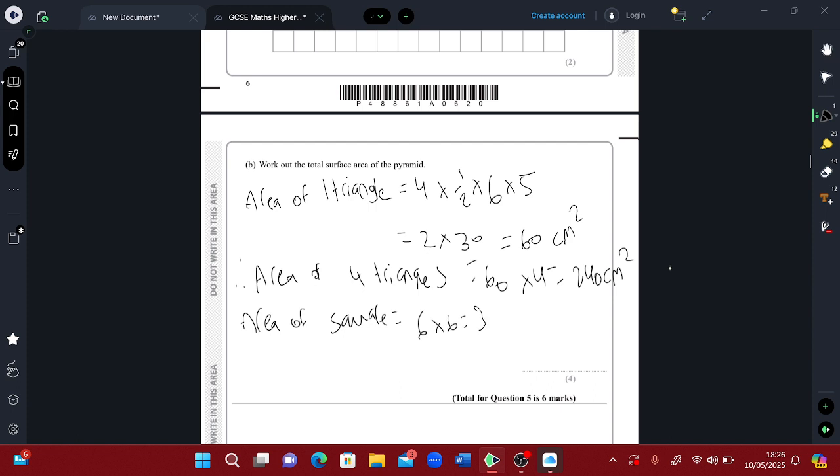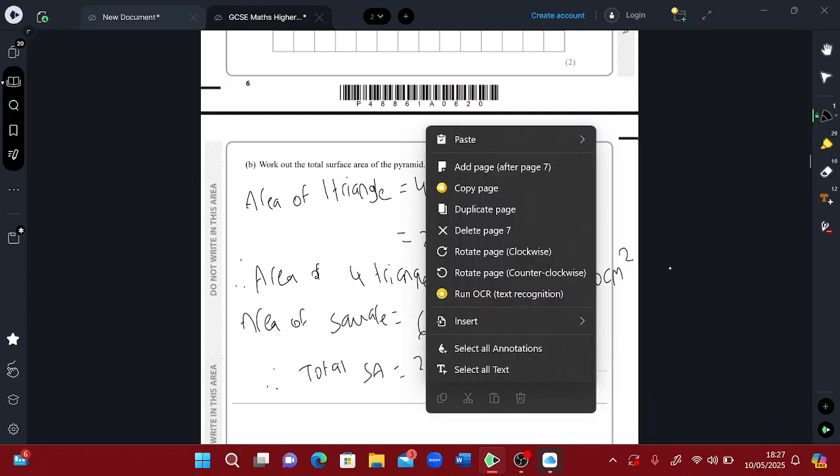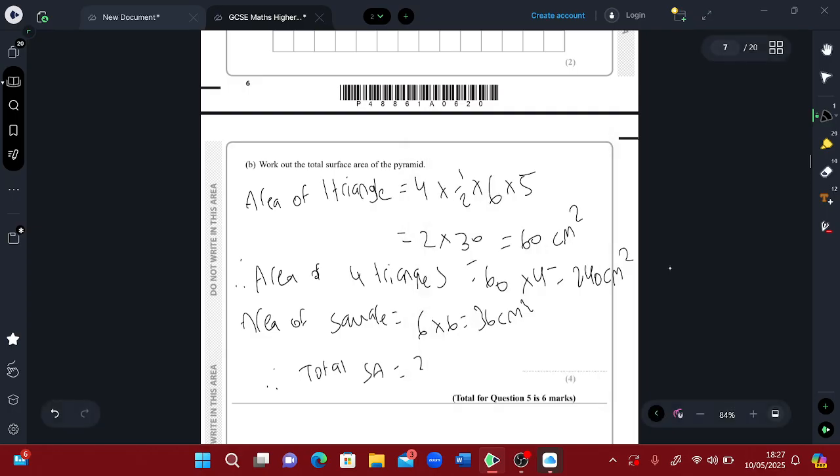6 times 6 is 36. So therefore, total surface area is just going to be combining them all together. 36 plus 240. That's going to be 276, I believe. Oh, hang on.